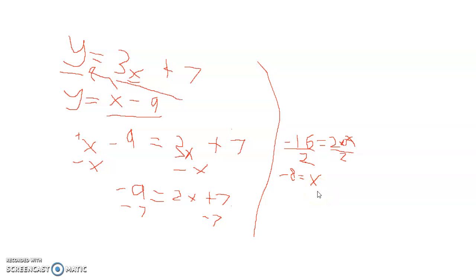And you might think, oh, we're done. We found the equation. But we did not. We are not done yet. So what do we do next? Well, we see that negative 8 equals x.